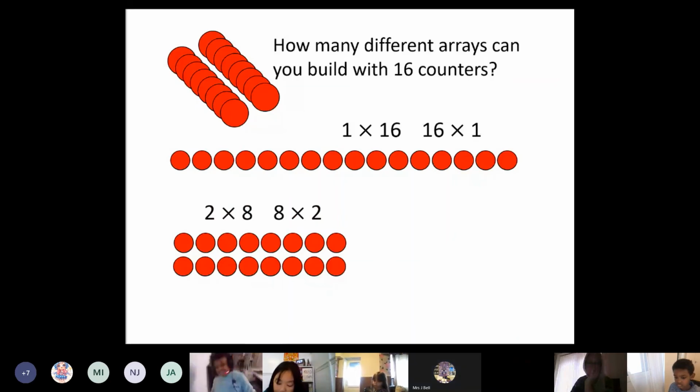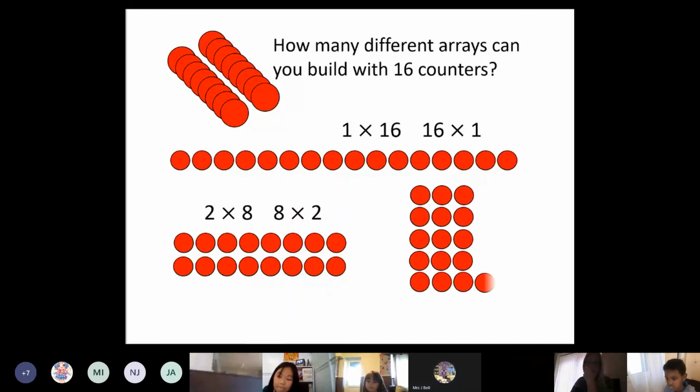So we've got 2 multiplied by 8, 8 multiplied by 2. Is this an array? Is this an array? Cara says no. Anybody else? Ahan says no. Can you explain?